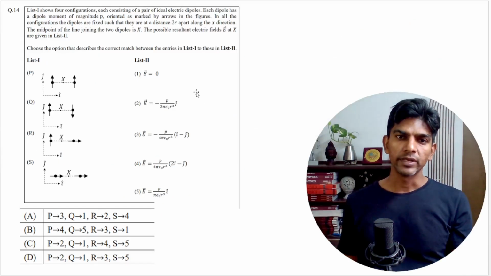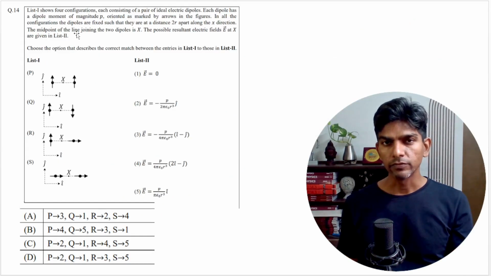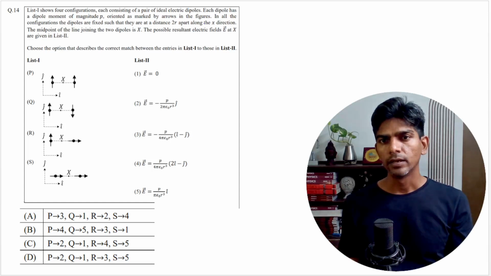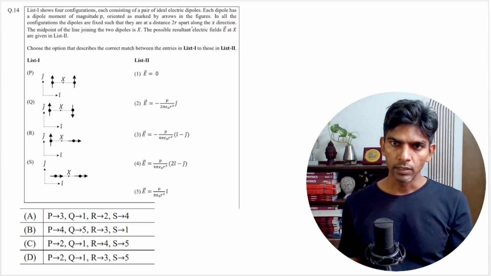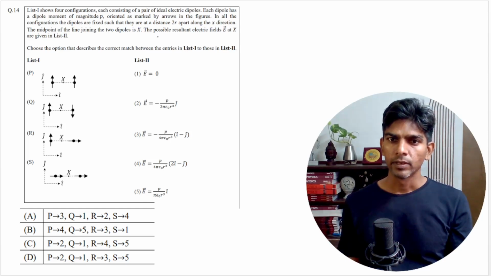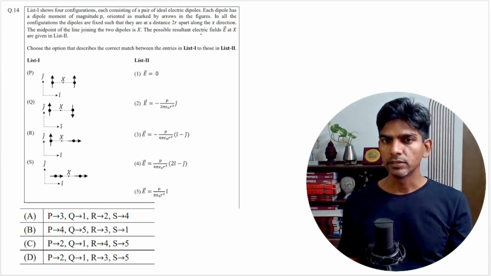So this is question 14 of JEE Advanced 2025 paper 1. So list 1 shows the 4 configurations, each consisting of a pair of ideal electric dipoles. So ideal means they are very short dipoles. Each dipole has a dipole moment of magnitude p, oriented as marked by the arrow in the figure. In all the configurations, the dipoles are fixed such that they are at a distance 2r apart along the x direction. The midpoint of the line joining the two dipoles is X. The possible resultant electric fields E at X are given in list 2.